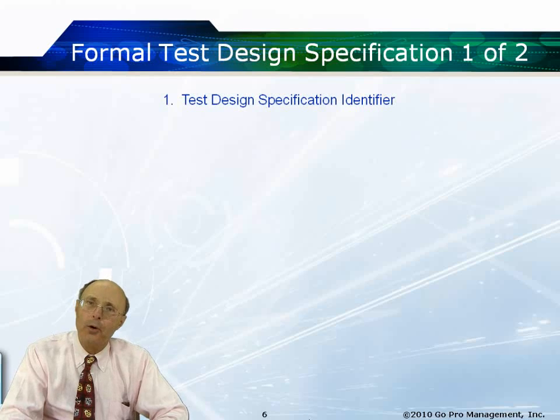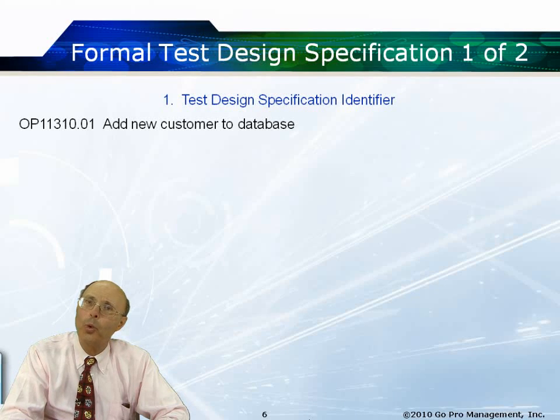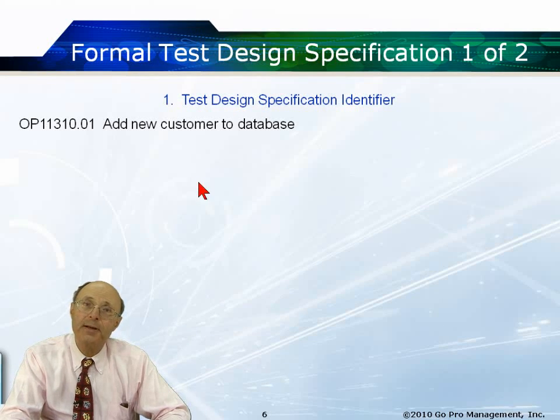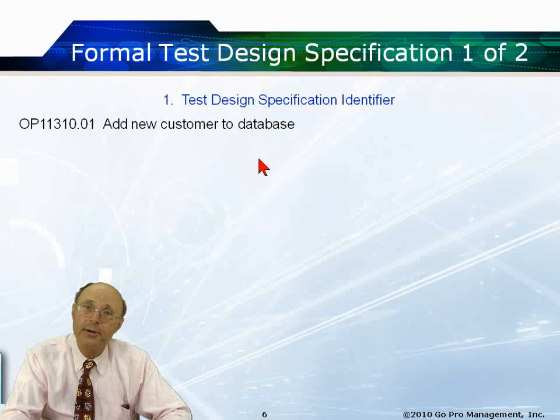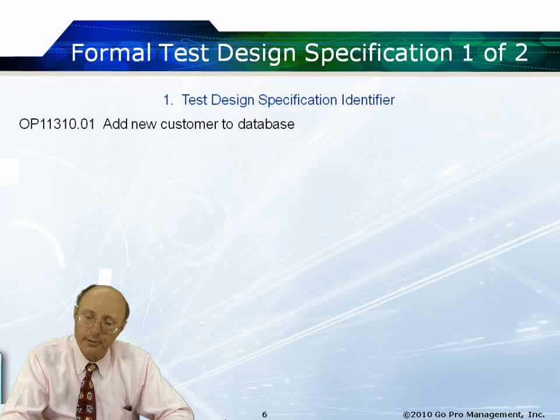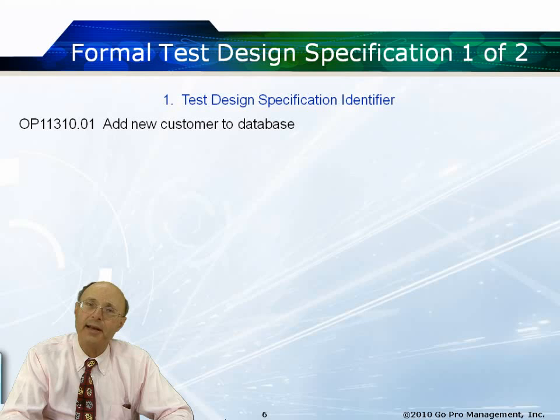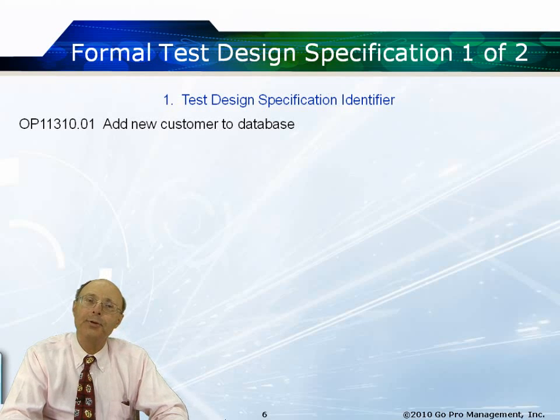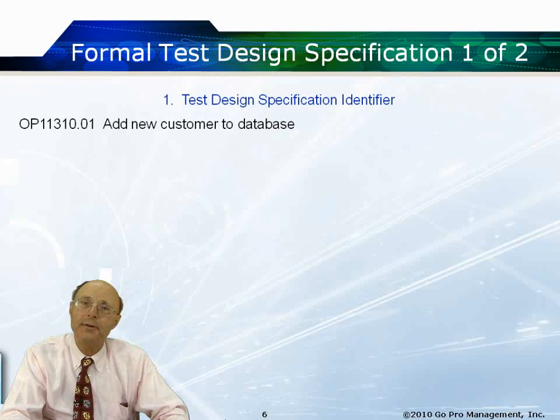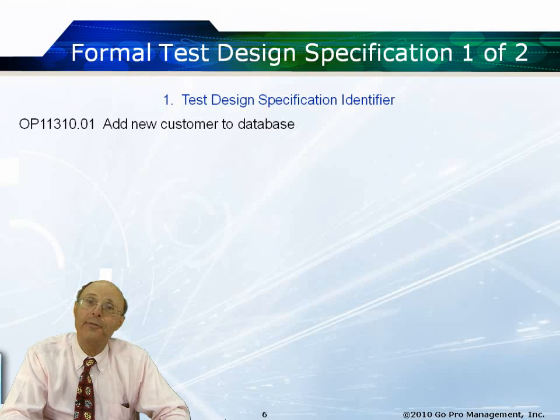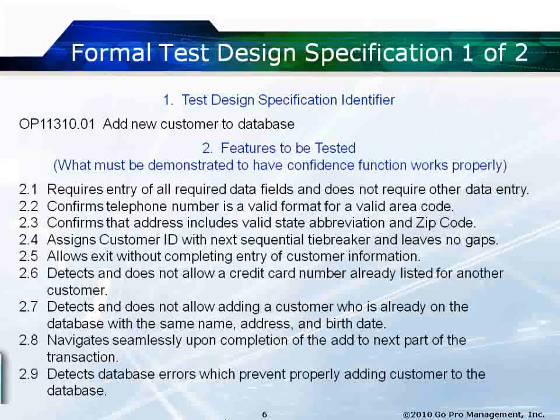So we start with an identifier. In other words, what is this? This is the test design specification for adding a new customer to the database. By the way, this numbering over here is not necessary, but it helps if you're trying to use some kind of an indexing scheme. Adding a new customer to a database, in case you don't remember, was one of the conditions that we identified in our functionality matrix. Okay?